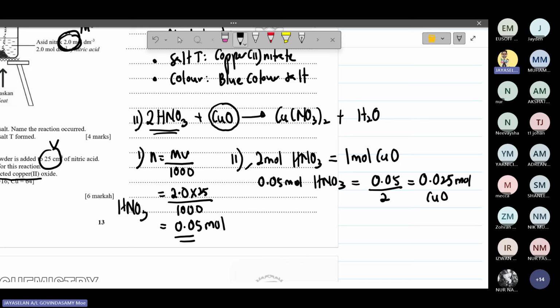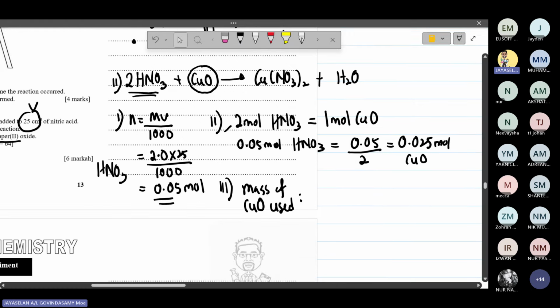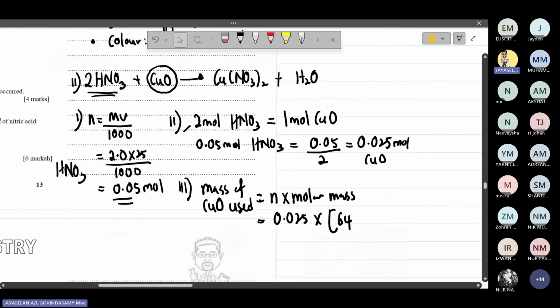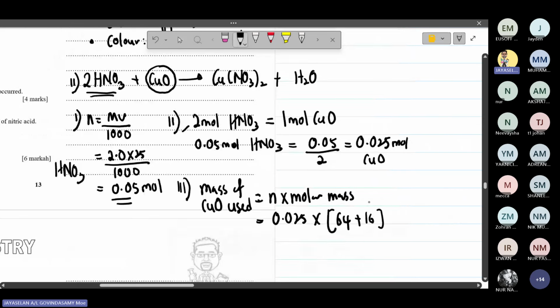Any question? No, eh? Okay, now you find the mass of copper 2 oxide reacted. Mass of copper 2 oxide used. How to find this? Number of mole times molar mass. The number of mole is 0.025. The molar mass is how much? 64, okay, 64 plus 16. How much do you get? Calculator answer.